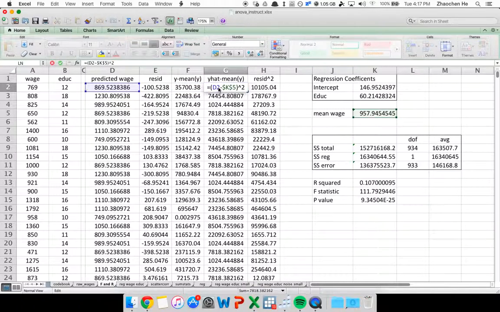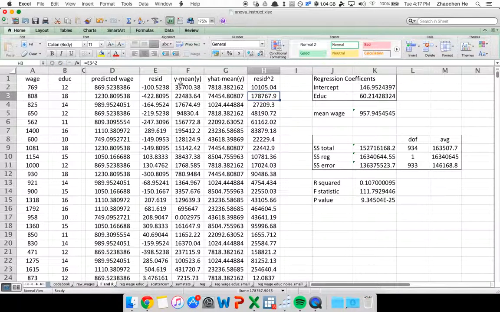The second number here is the predicted wage minus the mean wage squared. Our predicted wage here, we just calculated that, minus the mean wage squared. The third number here is the residual that we just computed squared. So the residual squared. Compute those numbers. You just computed those in rapid succession. What do those numbers mean?